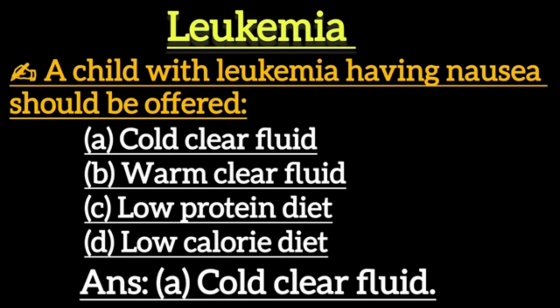Next one is, a child with leukemia having nausea should be offered option A, cold clear fluid. Option B, warm clear fluid. Option C, low protein diet. Option D, low calorie diet. Correct answer is option A, cold clear fluid.